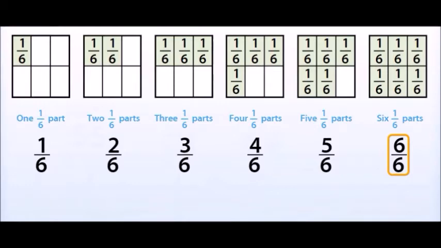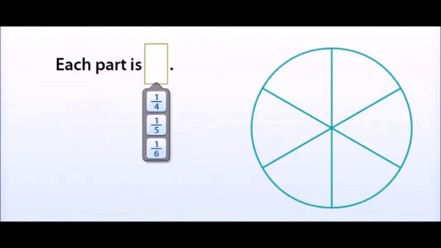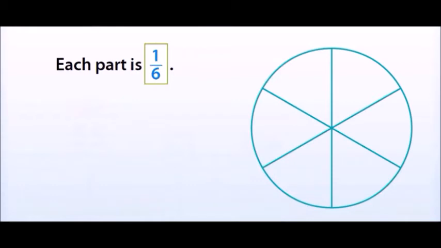When all of the parts are shaded, one whole shape is equal to all of its parts. This square has 6 parts and 6 parts shaded. 6/6 equals 1. Now take a look at this circle. This circle is divided into equal parts. How many equal parts? If you said 6, it's correct, since the denominator tells the number of equal parts in the whole.